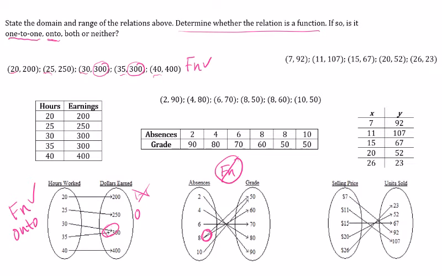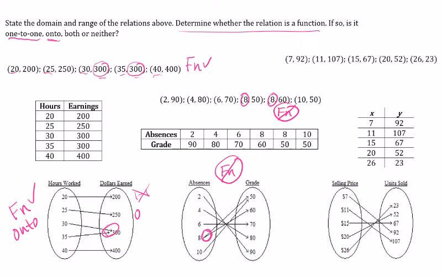So here's an example of something that's not a function because the domain repeats, right? So when you see that repeating domain, it's not a function. So it's okay. It can be a function if the range repeats, but not if the domain repeats, okay?